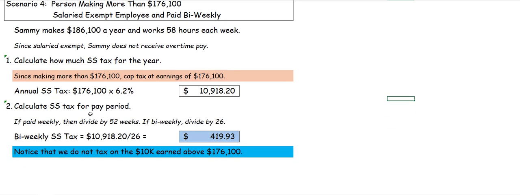To calculate the Social Security tax for the pay period, if paid weekly, we're going to divide by 52 weeks. If biweekly, then 26. So we're going to take this number, which is the annual Social Security tax, divided by 26 pay periods, or $419.93. Again, notice that we do not tax on the $10,000 above the $176,100.